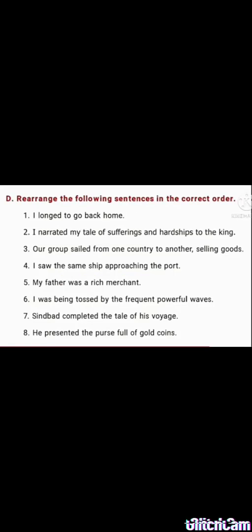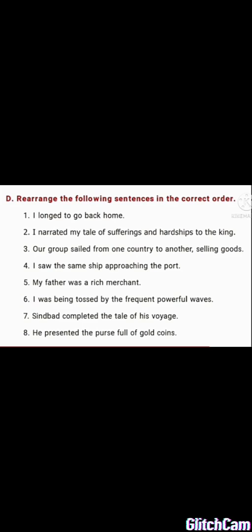Now we move on to the D part, which is to rearrange the following sentences in the correct order. So you know very well this is about the various occurrences which happened in the story. It is given in the jumbled form. The sentences are jumbled here. We have to arrange them correctly, in the sequential order: what happened first, second, third. If you read the story clearly, you can understand the story well and you can do this exercise. So shall we do the exercise now?